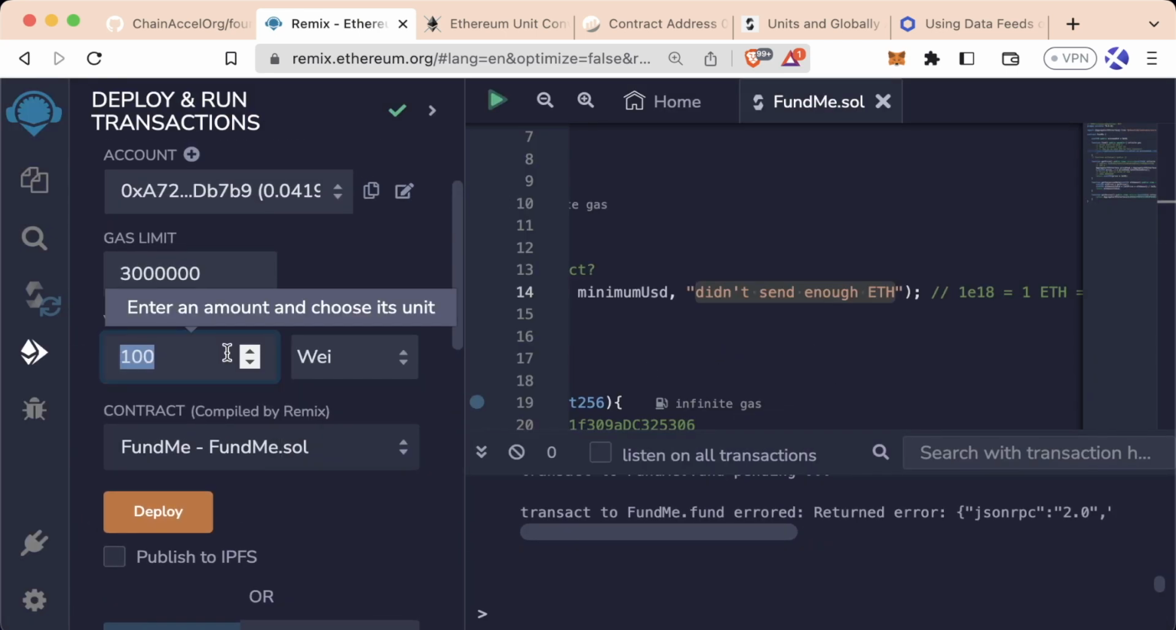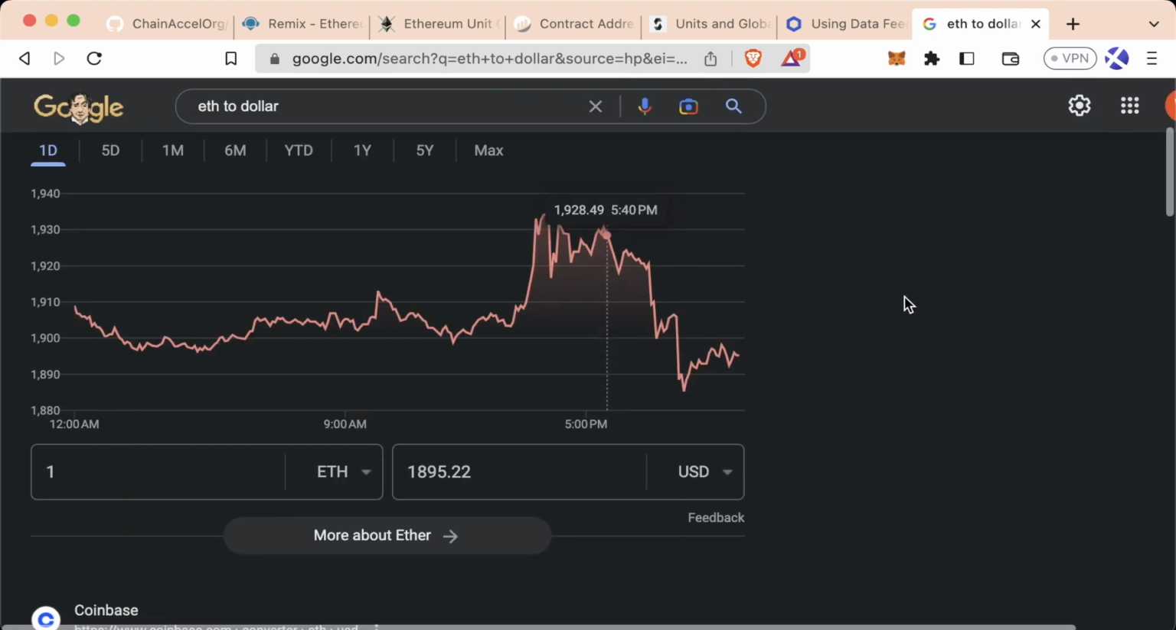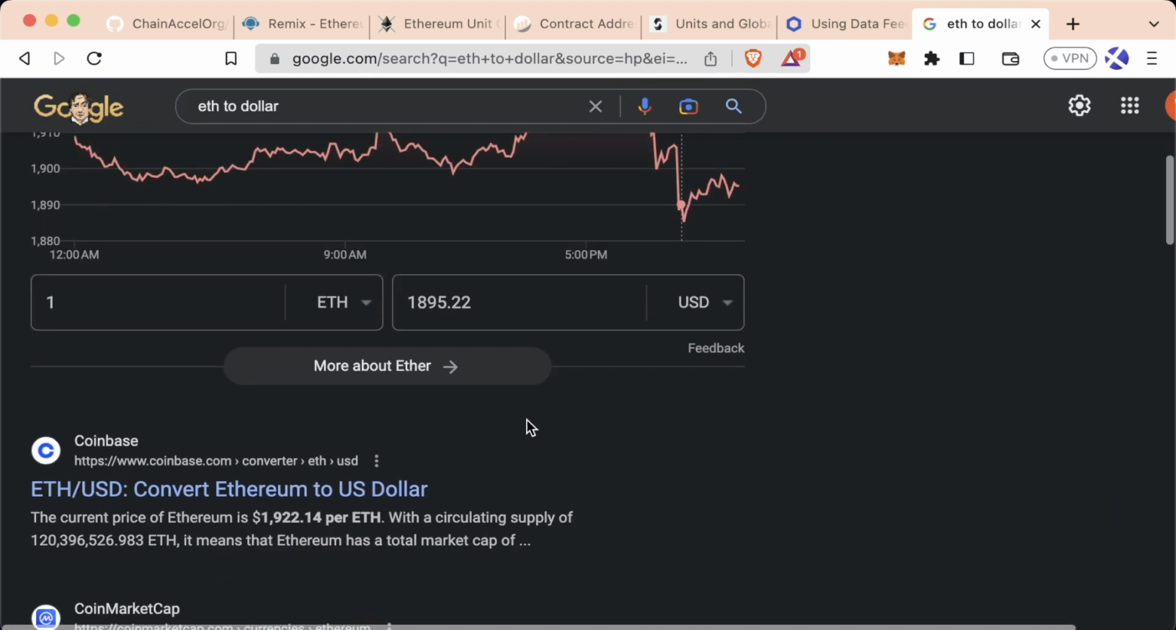However, if we did send more, let's check the conversion. If we go to Google, actually, we can even see an ETH to dollar conversion rate. So if we sent 0.01 ETH, right now it's worth $18. It might be different depending on when you actually do it.